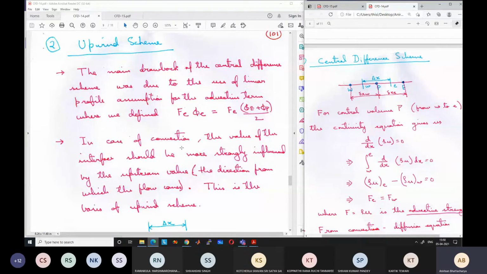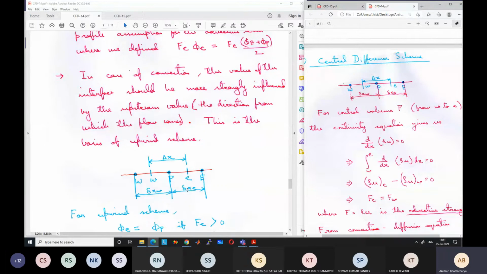In case of convection, the value of the interface should be more strongly influenced by the upstream value. Okay, this is what we have already discussed. I am just summarizing this. So upstream value means the direction from which the flow is coming. Okay. So this is our basis for the next scheme, which is known as upwind scheme, where we will always consider the influence of the upstream side. How to do that? Let us see.